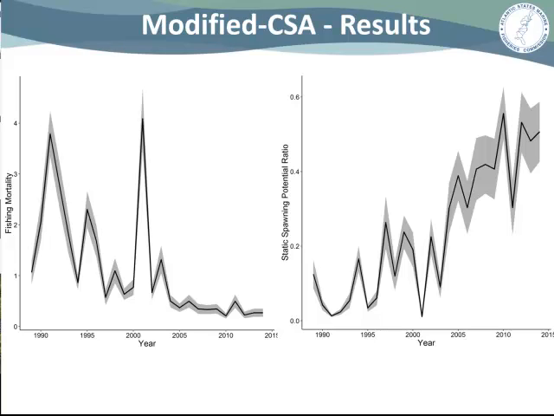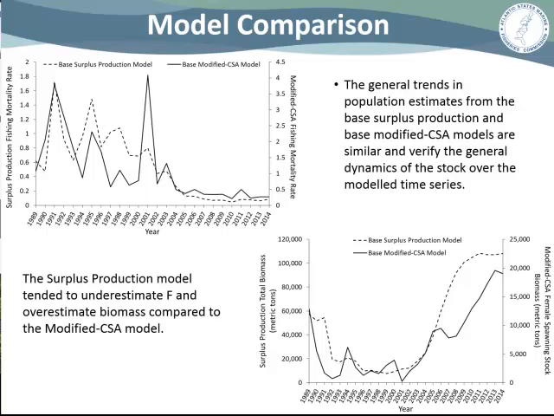So comparing the two models, the general trends in the population estimates from the surplus production model and the modified catch survey analysis overall were similar and verified the general dynamics of the stock over the model time series. The surplus production model tended to underestimate F and overestimate biomass compared to the modified CSA model. The fishing mortality estimates, in terms of the different units, biomass for the surplus production model and numbers for the modified CSA, still had very similar exploitation patterns. And the modified CSA model appears to better capture the interannual variability in abundance and fishing mortality that was observed from the stock and indicated by the input data.